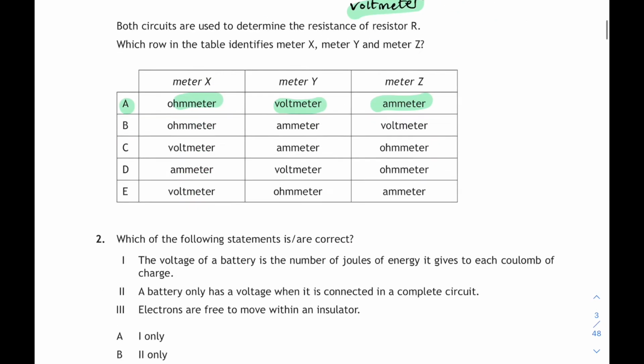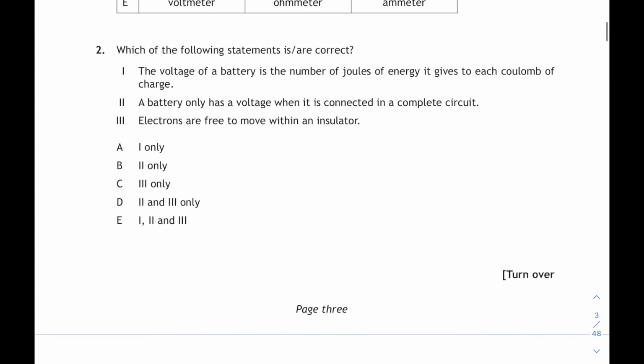Electricity. On we go, question 2, still electricity. It's a triple statement question. Which of the following statements is or are correct? The voltage of a battery is the number of joules of energy given to each coulomb of charge. Yes, it is. That's the definition of voltage or potential difference.